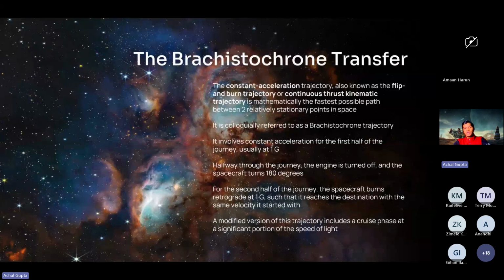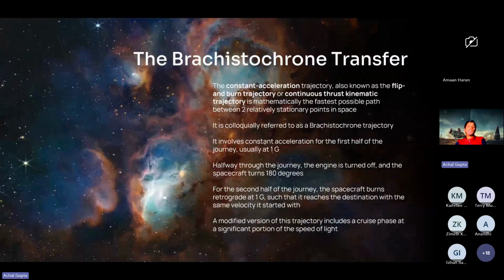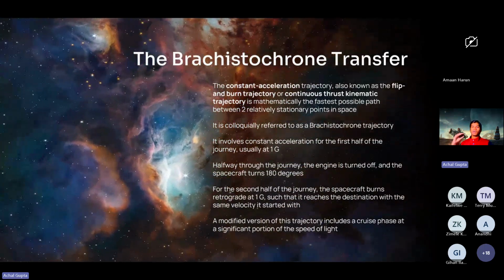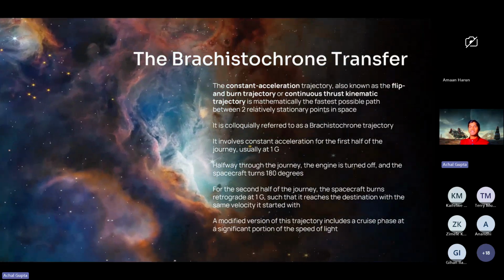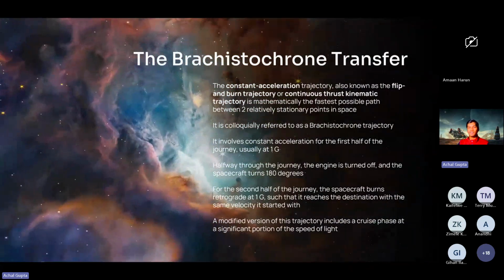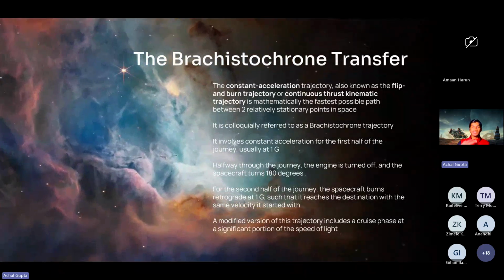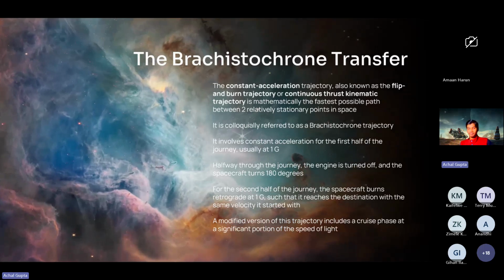Okay, let's assume we managed to mitigate the issue of the interstellar medium. How do we actually cross these humongous distances without dying along the way? Well, we use the brachistochrone transfer. The brachistochrone transfer, which is a mouthful, is also a bit of a misnomer in this case, because this trajectory is actually called the continuous thrust kinematic trajectory.